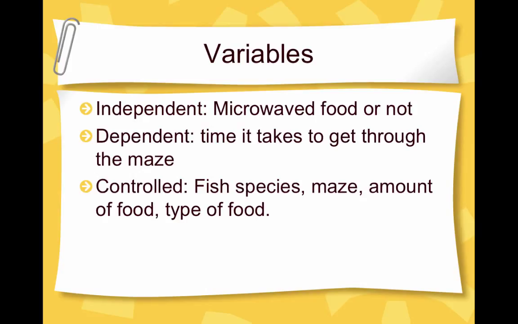And then we want to make sure everything else is controlled. You want to use the same species of fish in each group, the same maze, the same amount and type of food. The only thing you want to change in between the two groups is whether the food gets microwaved or not.